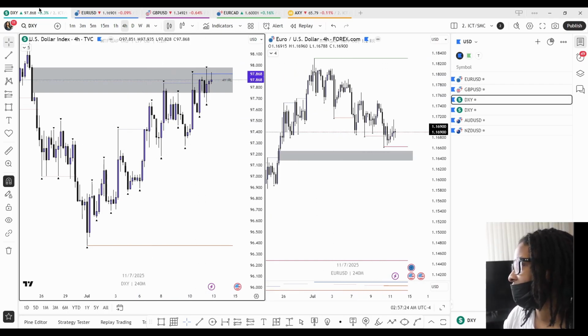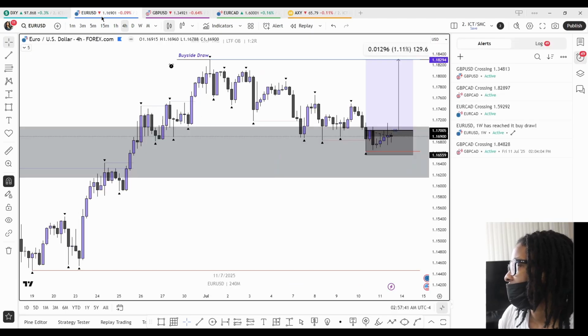So 4-hour to 15-minute for the DXY, which means that we're buying this week, which is what I wanted us to do. If we had bought up like I wanted us to, then I wouldn't have had to take those losses that I took last week. But it's okay because I didn't lose that much, and we're gonna come back strong.